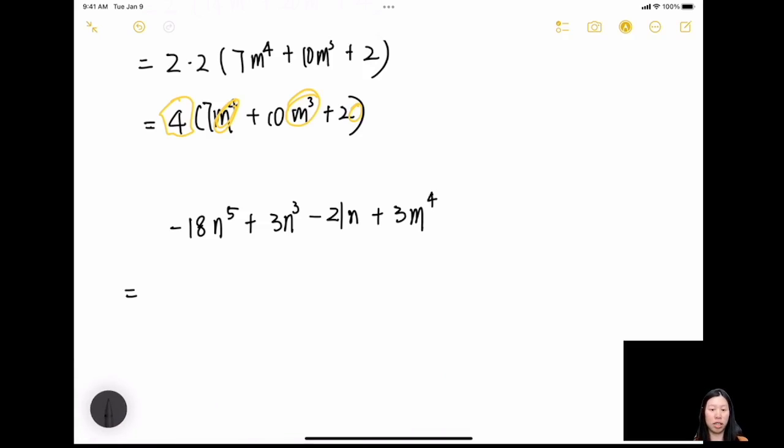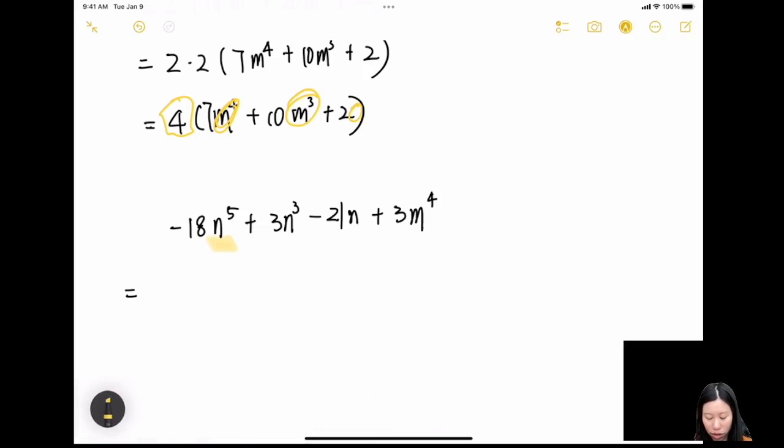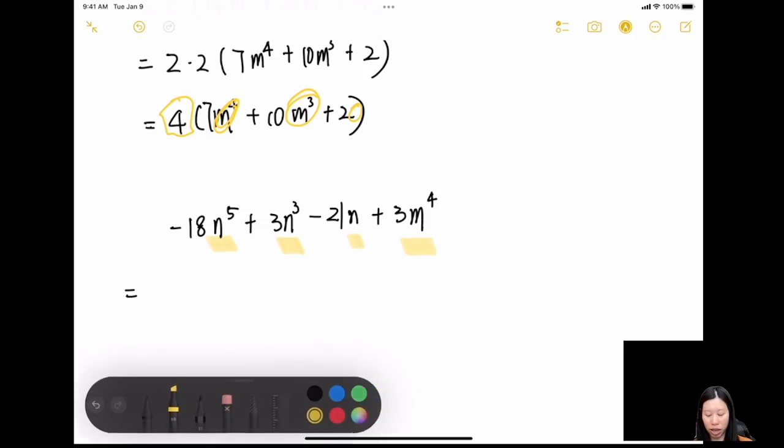Okay, so now let's take a look. You can look at the letters first and the numbers later. The letters are also called variables. So now take a look. We have m to the fifth, n to the third, and m to the fourth. So they don't have something in common, right? So that means we don't need to factor the letter out.